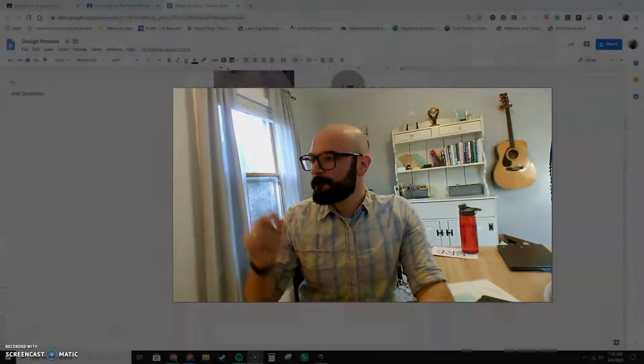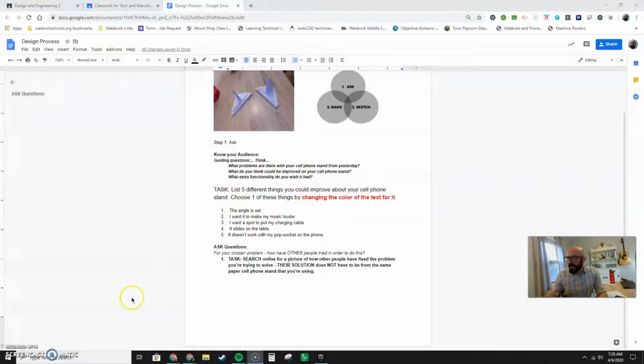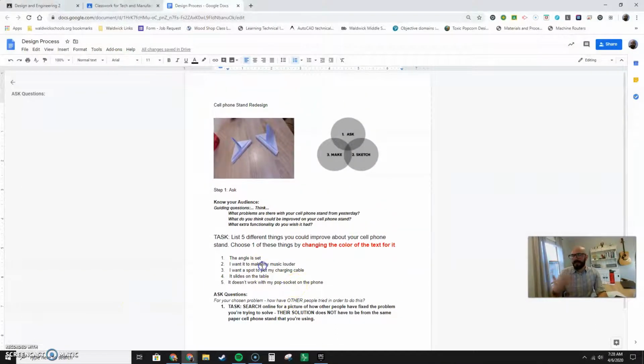Design. Day 2. So, last we left off, we were identifying problems with our cell phone stand. Today, I'm going to start off and just recap a little bit by shrinking my face. Now, here, I've identified 5 problems that I found with our cell phone stand.